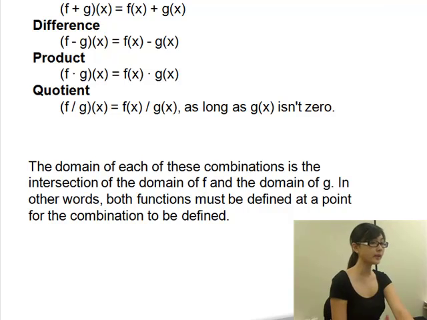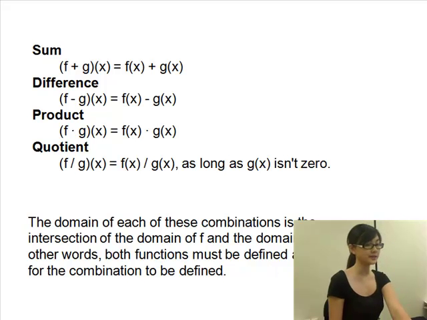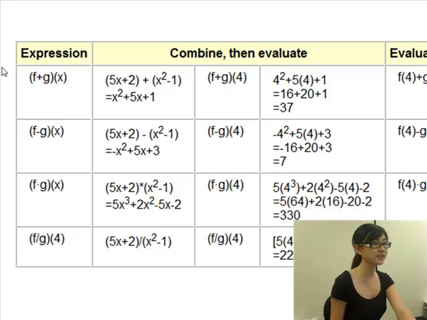The domain for these combinations will basically be the intersection of the domains of f and g. So whatever f and g have in common for the domain will be the domain for the combined function. In other words, both functions must be defined at a point for the combination to be defined. The following chart shows us that it will be the same if you combine then evaluate, or evaluate then combine. You'll get the same answers.